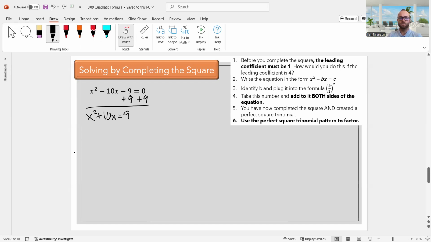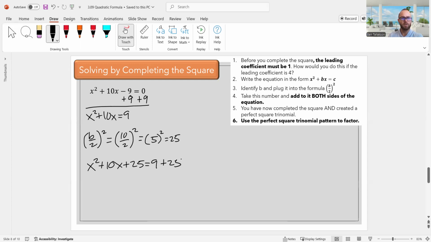Now, we need to use this handy dandy little formula to find the magical missing term. B in this case, well, we can see that's positive 10. And divide and then square, so you get 25. And why is it magical? Because it completes the square. In other words, what that means is now what we have on the left side of the equal sign is a perfect square trinomial. And notice we added 25 to both sides.